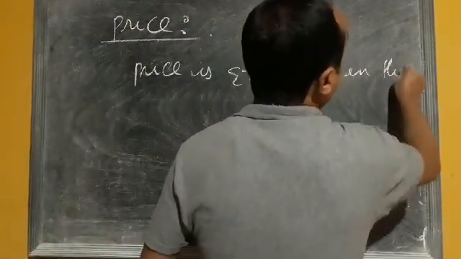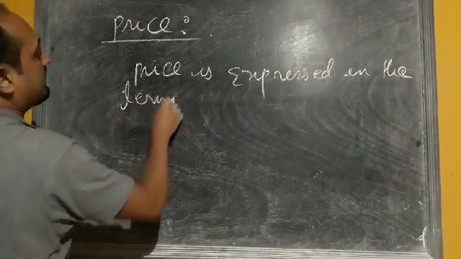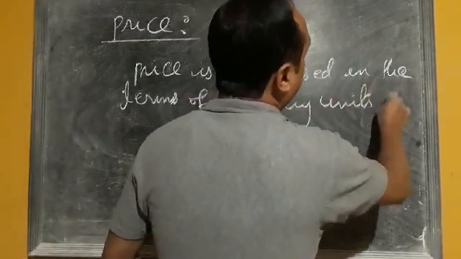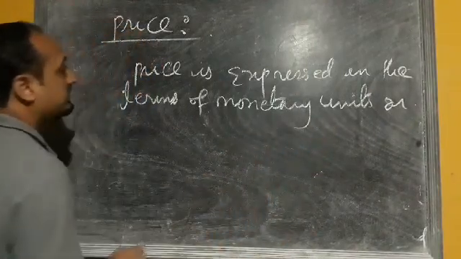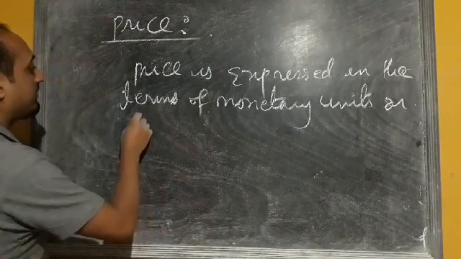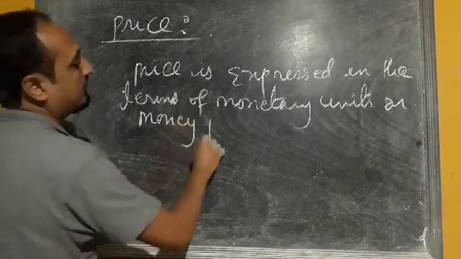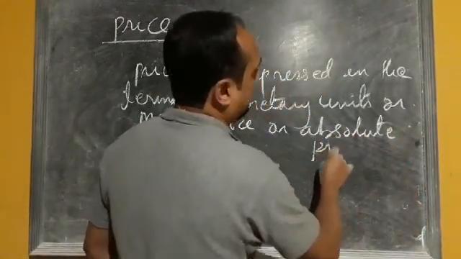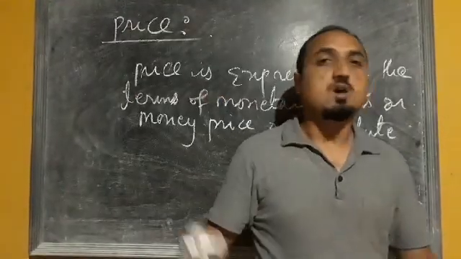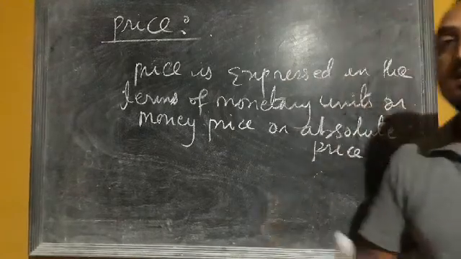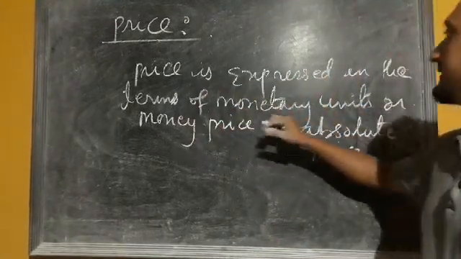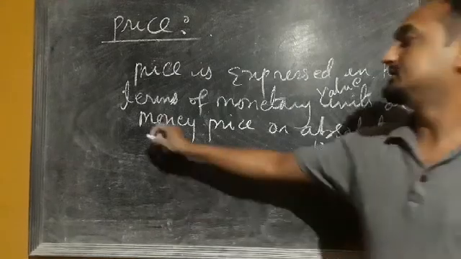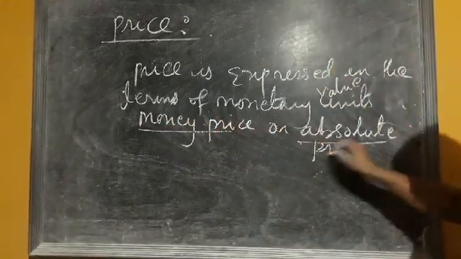in the terms of monetary units, or that is also called absolute monetary units. So once again, whatever the price we pay for any commodity, that price is expressed in the terms of monetary value or monetary units, okay, and that monetary value can be considered as a money price or absolute price.